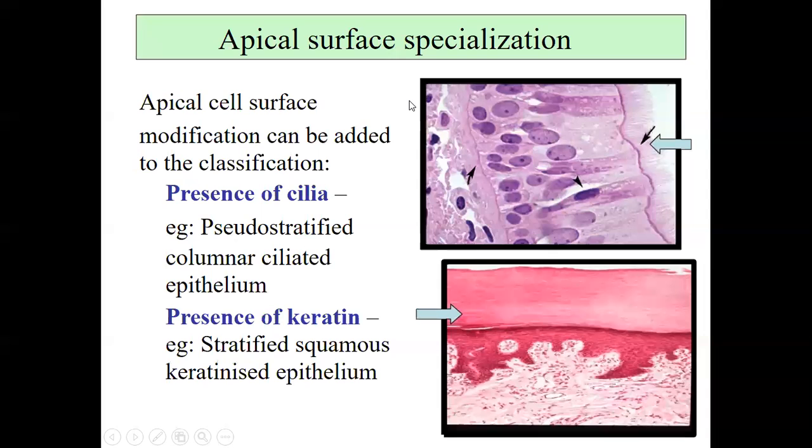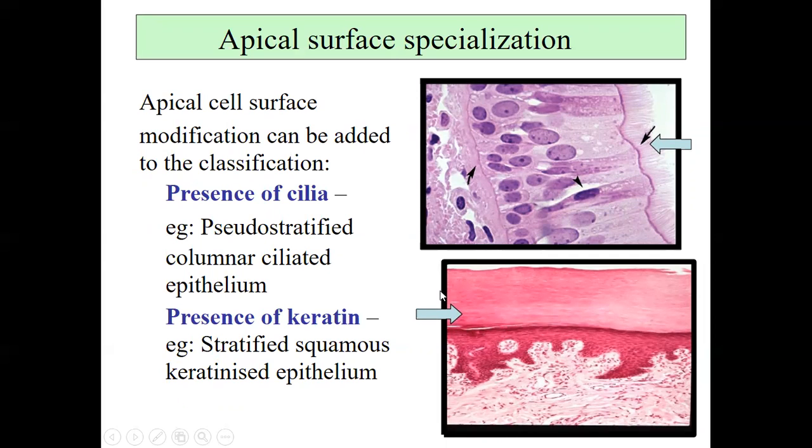For the apical surface specializations, sometimes you can have a specialization that is present at the apical cell surface. This modification can be added to the classification, whether there is a presence of the cilia. So if you see here, there is cilia present on the apical surface. Example here, we have the pseudo-stratified columnar ciliated epithelium.